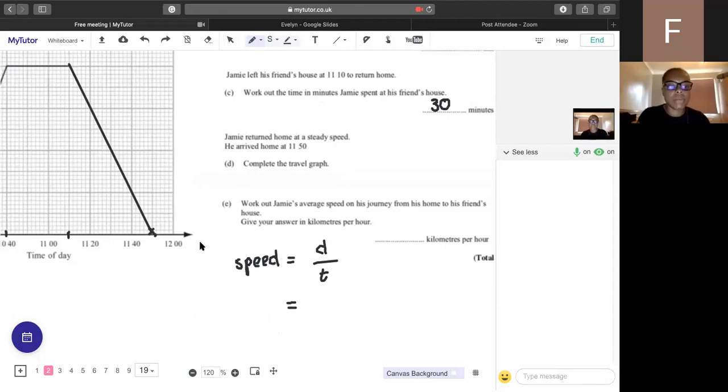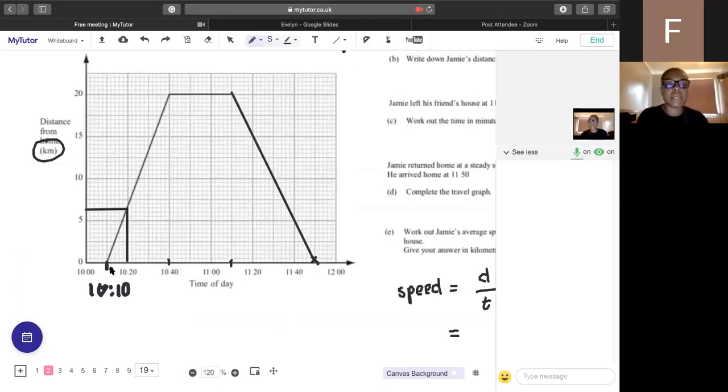So if we go back, remember he left home at 10 past 11, and he got to his friend's house at 40 minutes past 10. So we know that that's a 30-minute difference. And we also know that his friend is 20 kilometers away up here, and his home is at 0. So the distance from his home to his friend's house is 20 kilometers.